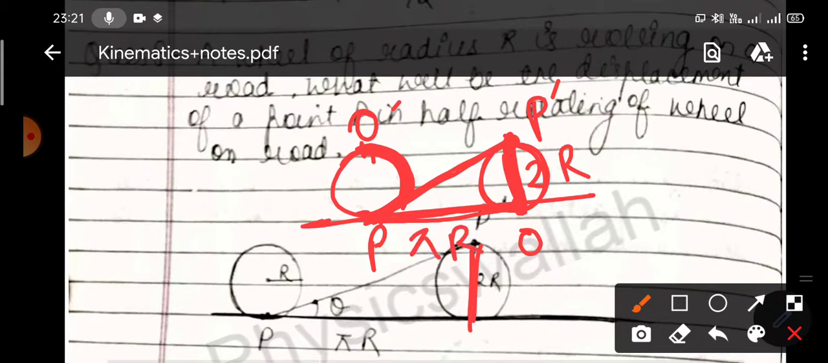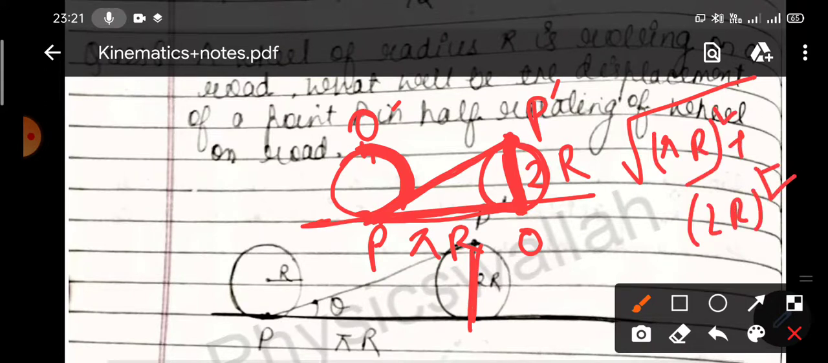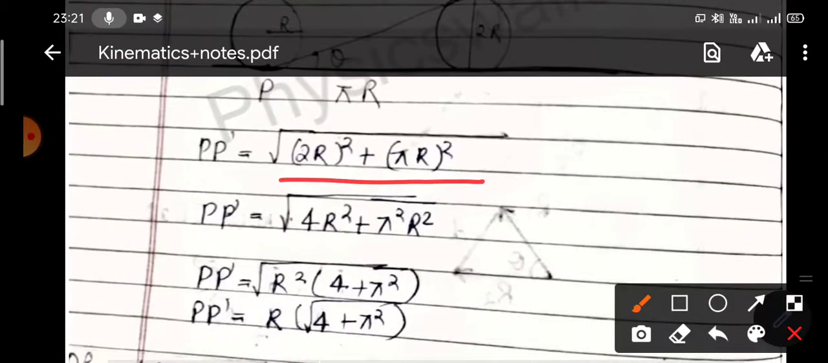Okay, so we already found PO is equal to pi r and P prime O is equal to 2r. So P prime will be how much? P prime will be root over pi r whole square plus 2r whole square, correct? So P prime is equal to root of 4r square plus pi square r square. If you take r square common, 4 plus pi square will remain. So P prime is equal to r into root over 4 plus pi square. So this is your final displacement.